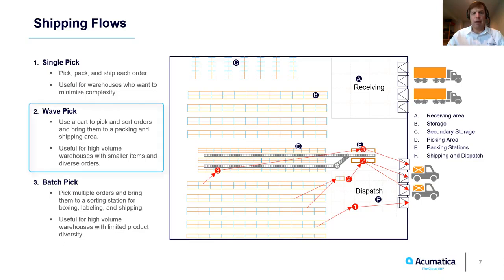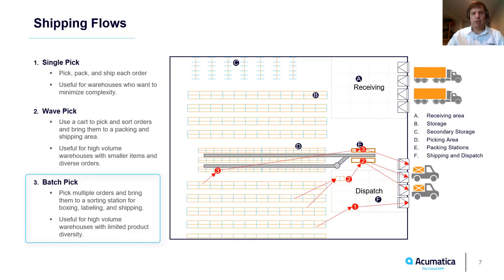With wave picking, I push a cart around the warehouse and place items into totes that are associated with specific orders. When I get to this packing station, the totes are then shipped. With batch picking, I pick items for many different orders and bring them to a packing station. At the packing station, items are rescanned, boxed, and shipped.